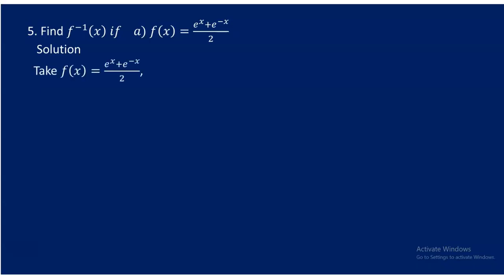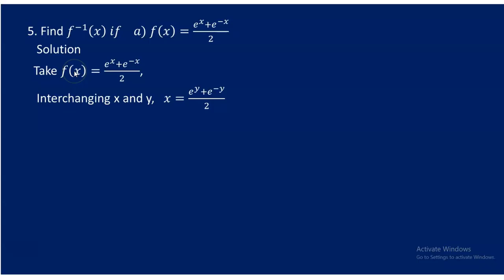Take f(x) is equal to (e to the power of x plus e to the power of minus x) over 2, the question itself. Now we can consider this f(x) to be y in order to make our calculation simpler. So let's make this to be y. y is equal to (e to the power of x plus e to the power of minus x) over 2.